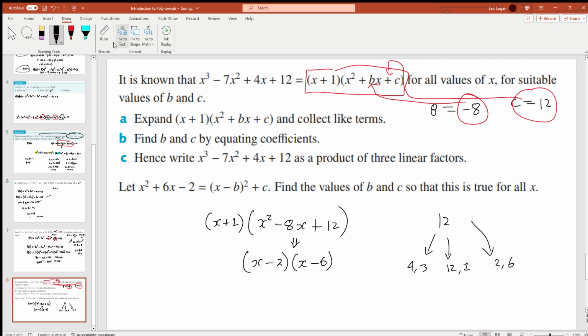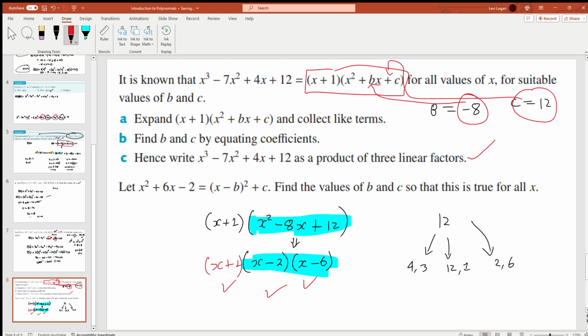So that's what this bit can be rewritten as, because it's two numbers that multiply to give 12 and add together to give negative 8. And now we've written the polynomial as a product of 3 factors, because you can see you've got 1, 2, 3. So we've done that bit as well.